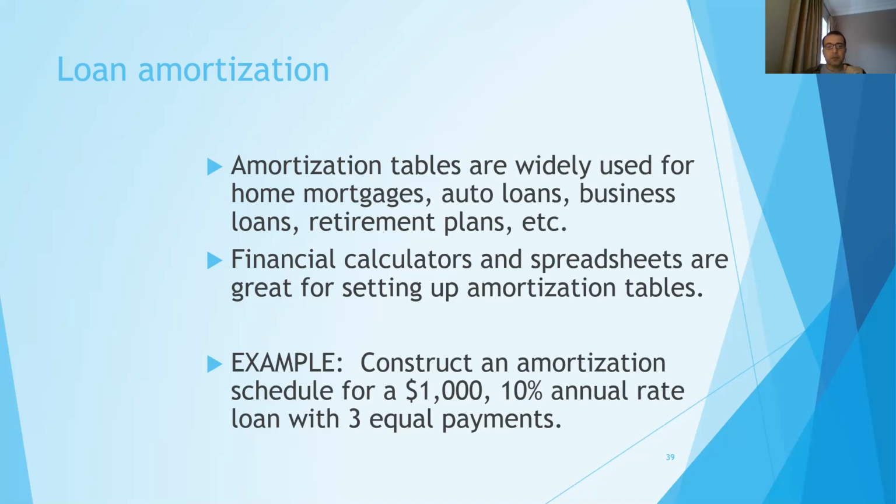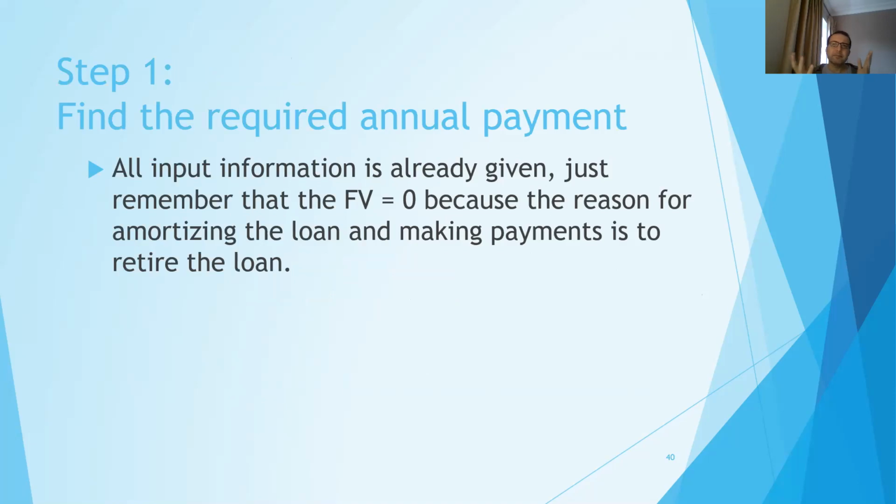Let's make a basic assumption. We have $1,000 with a 10% annual rate, paid within 3 equal payments, right? So it's an application of the annuity formula once again. If you know the present value and the interest rate, you can calculate the payments, right? Please go back and check the previous slides and you'll see the formula. Once again, you don't need to memorize the formula, but it's good to know how to use it.